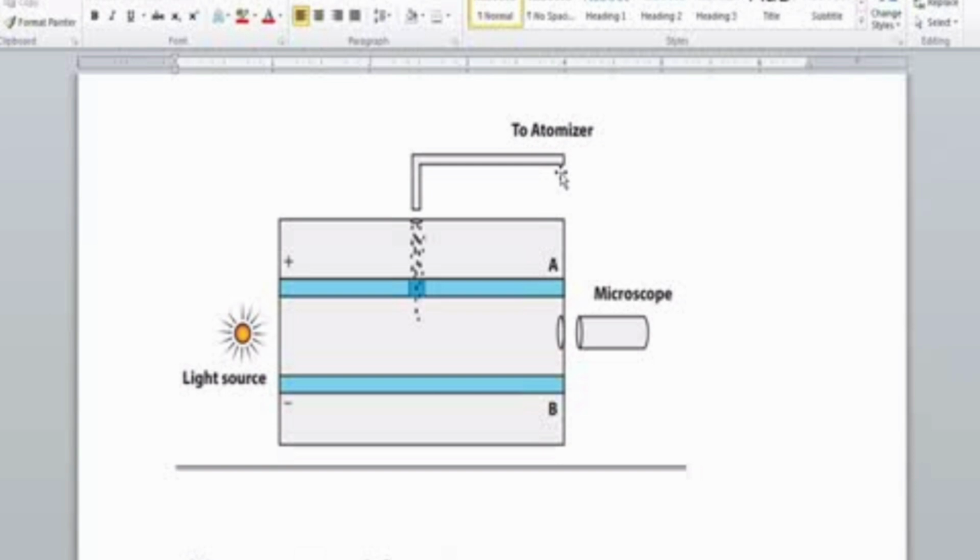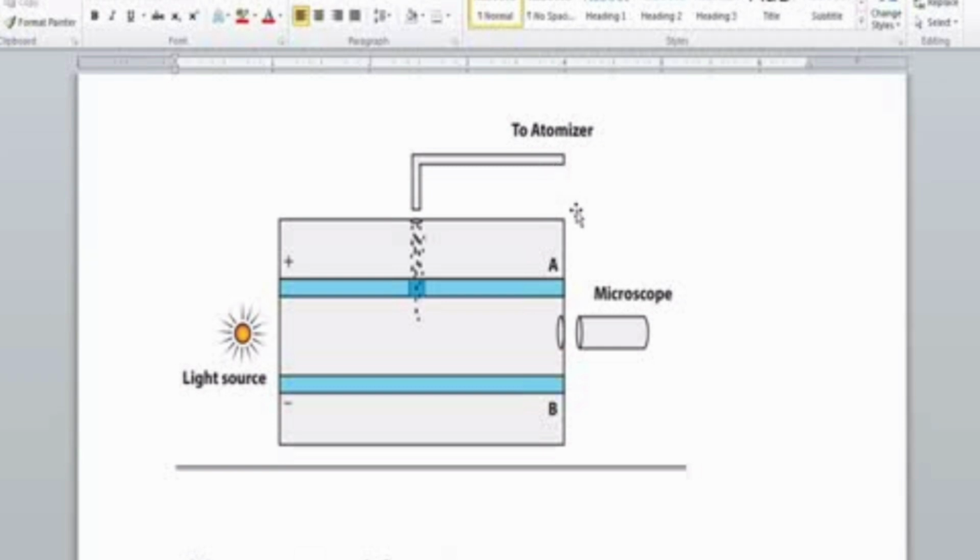So glycerin is highly viscous. That highly viscous liquid is used in the atomizer. The liquid flows from the atomizer to the small hole, drop by drop. It flows inside through the small hole. Okay. So using the light, we are able to see the oil drop inside the chamber, and using the microscope, we are able to see the oil drop.